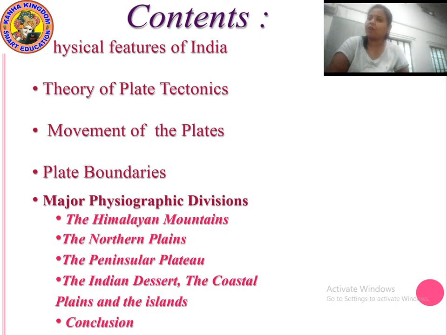In the contents of this chapter, we will discuss the physical features of India, theory of plate tectonics, movement of plates, plate boundaries, and major physiographic divisions, that are the Himalayan mountains, the northern plains, the peninsular plateau, the Indian desert, the coastal plains, and the islands. And finally, we will discuss the conclusion of this chapter.